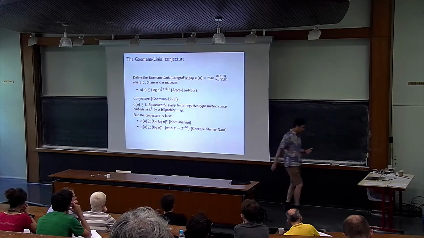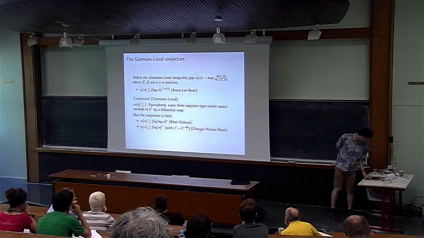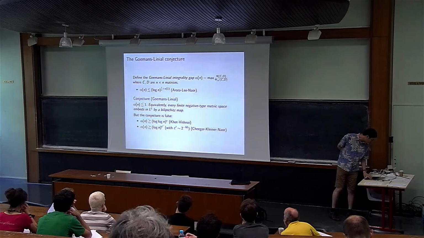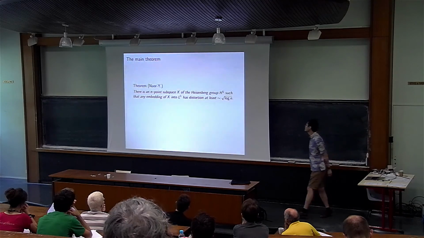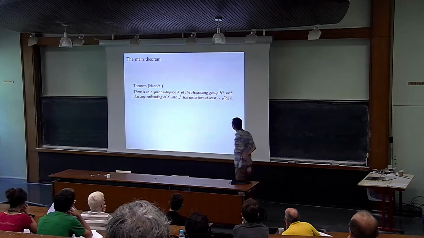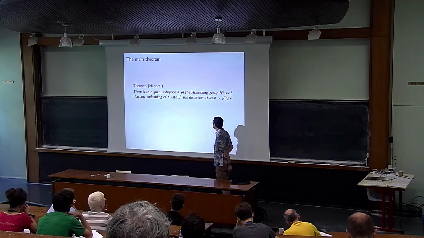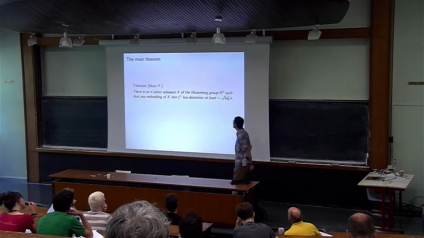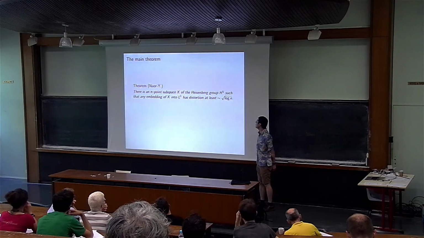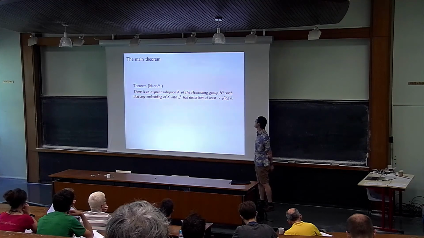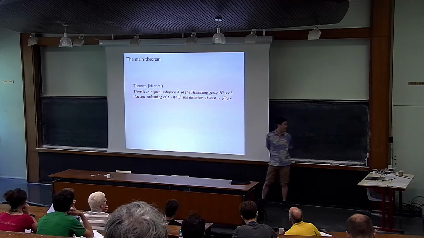So, okay, what Assaf and I have done, and what I want to talk about today, is we've made Cheeger, Kleiner, and Naor's example sharp. You can actually find an n-point subspace of the Heisenberg group H5 such that any embedding of that n-point subspace into L1 has distortion at least on the order of root log n.